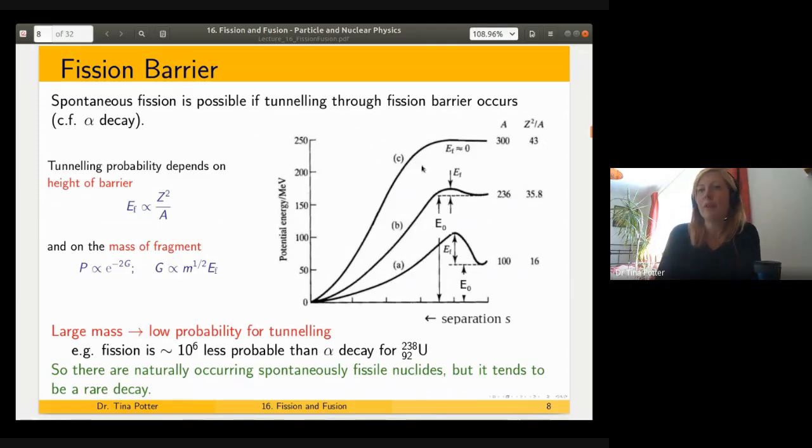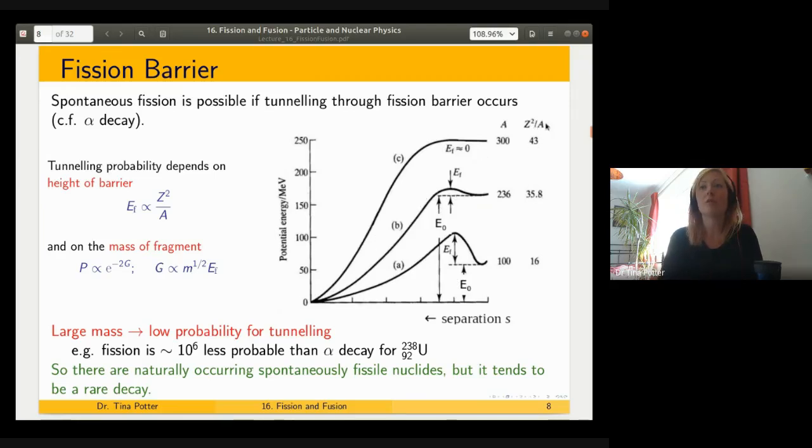So we can have a look at this in a slightly different way. This is our fission barrier here, and we've got a Z squared over A here of 16, 100 nucleons there, and we've got quite a high fission barrier to overcome there. I mean, the energy released is quite low, but we've got quite a high fission barrier there. As we get to Z squared over A of around 36 here, the fission barrier has decreased, and that's when the lifetime also starts to decrease. It's much easier to tunnel through this barrier.